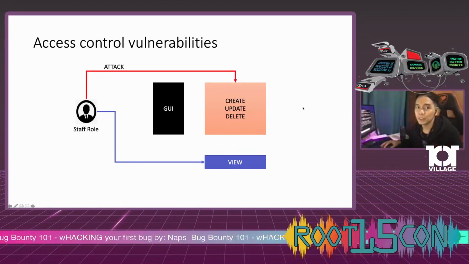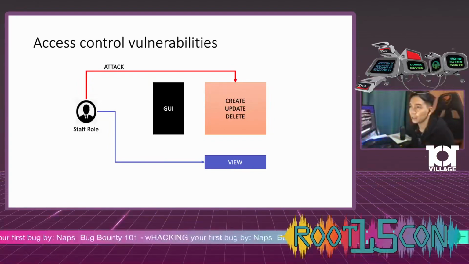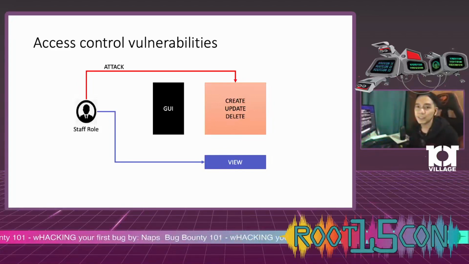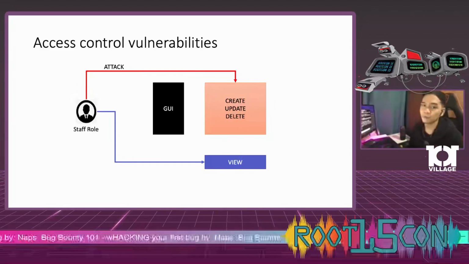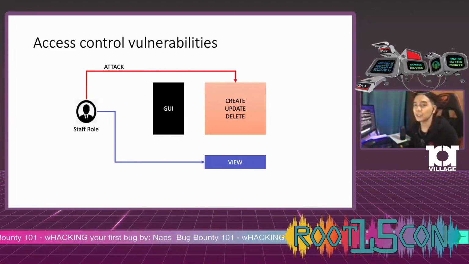However, since we copied the specific URL for the deletion of the feedback, we could delete the feedback as a staff role. So in this kind of attack, the staff role just needs the endpoints of the URL of that specific functionality. Okay.